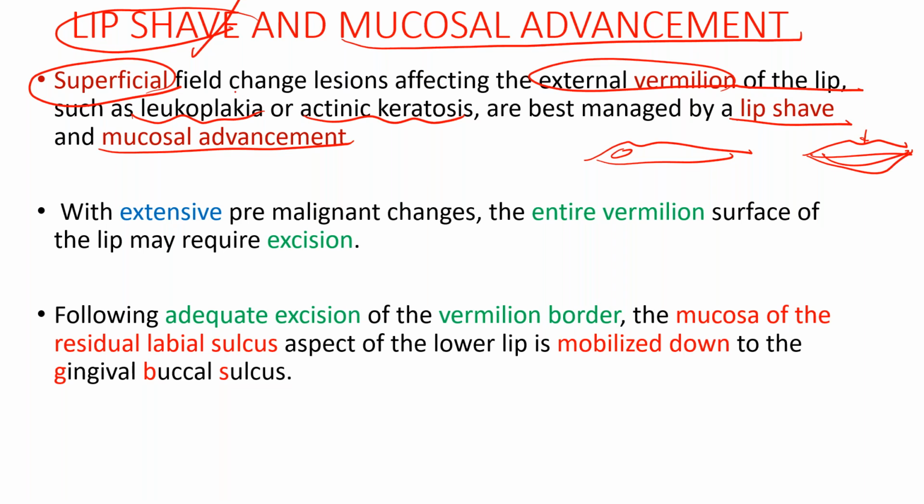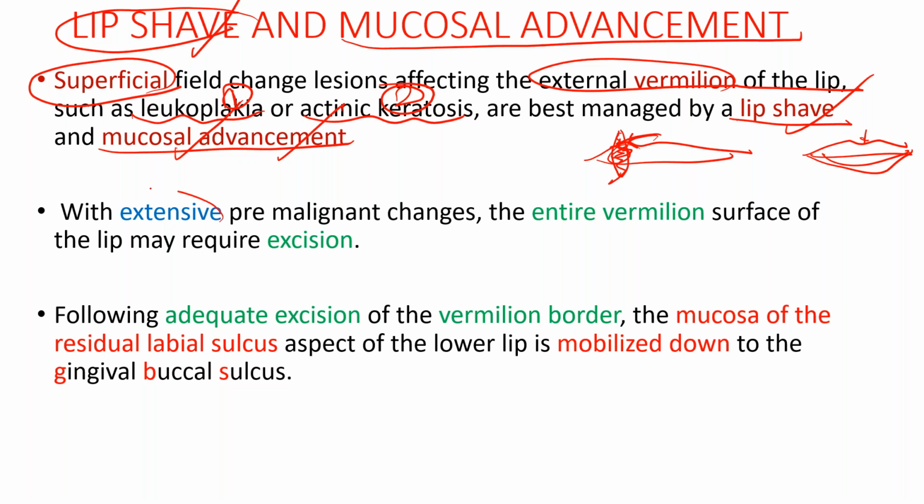So if the external vermilion is involved by leukoplakia or actinic keratosis, what you have to do is go for a lip shave. Just remove this part, then take the mucosa of the lateral part and advance it forward, and then you can do suturing. That is called mucosal advancement.